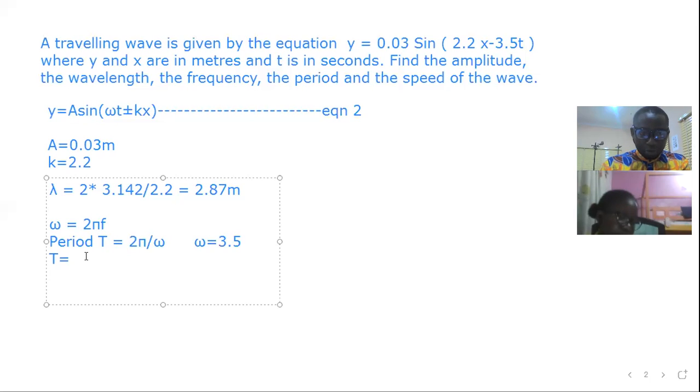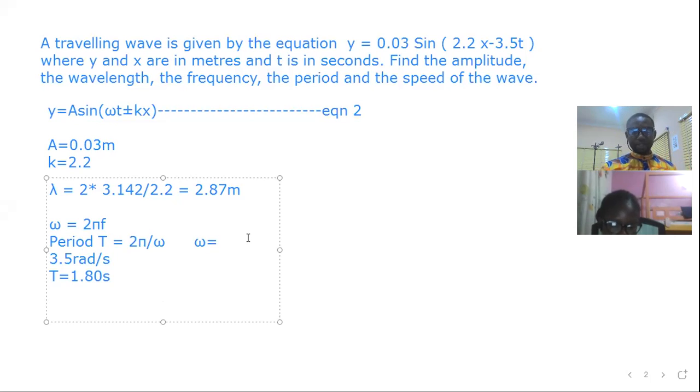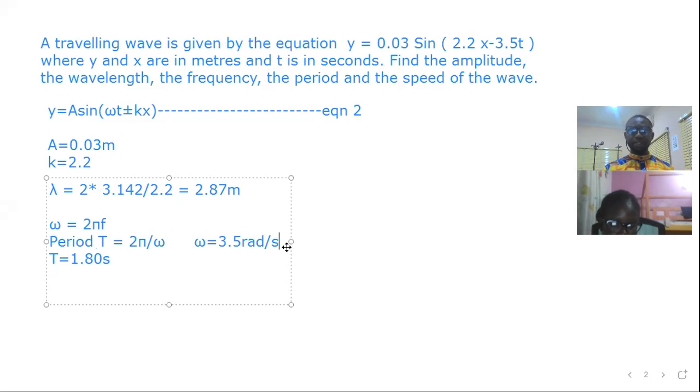He said it is 1.795. Okay, let's approximate it to 1.80 seconds. Okay, 1.80 seconds. Now, what did they ask us to find next? They said find the speed of the wave.